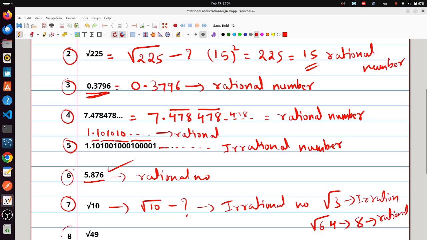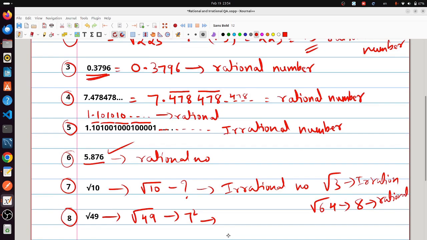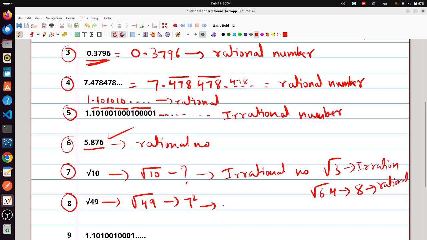Here, see the next example, the 8th. Root 49 is there. What is root 49? We know that 7 squared is 49, 7 times 7 is 49. So 7 is a perfect square, so this is a rational number.